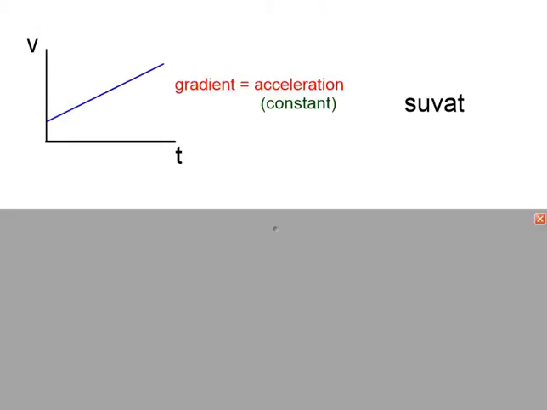The gradient of a velocity-time graph gives acceleration, and in this example we have a straight line graph. The gradient is the same at every point because it's a straight line, so we have constant acceleration, so we can use SUVAT formulae for problem solving. The area under the graph will give displacement or distance traveled.